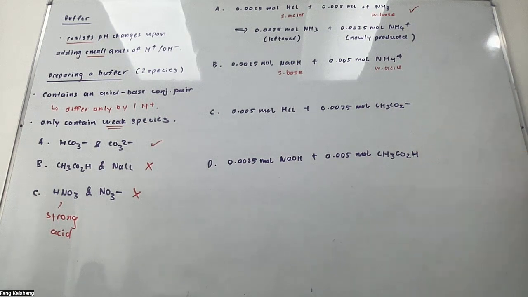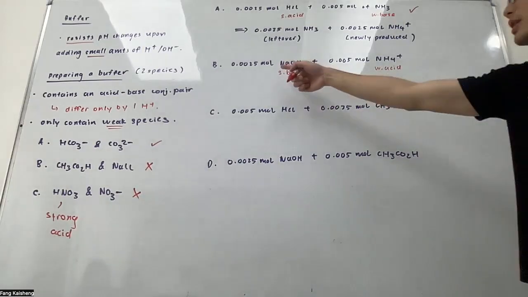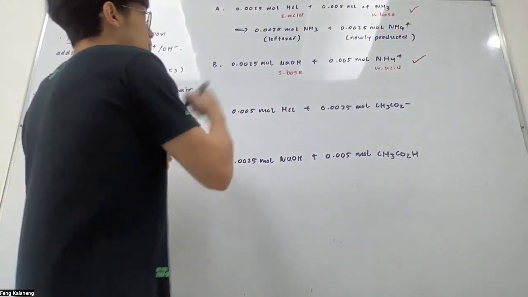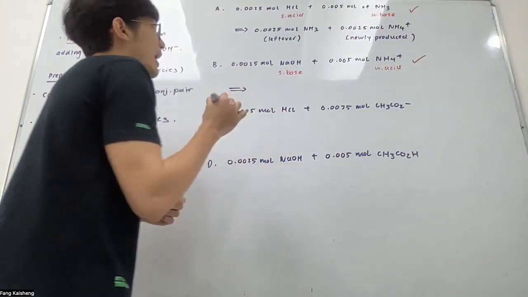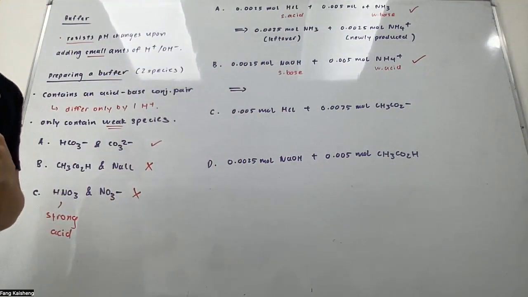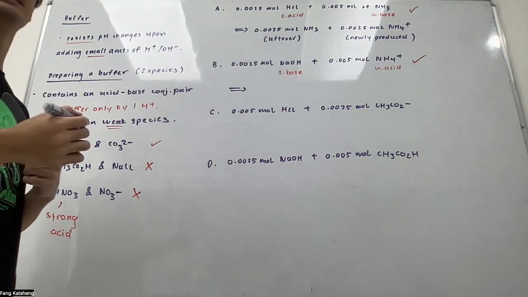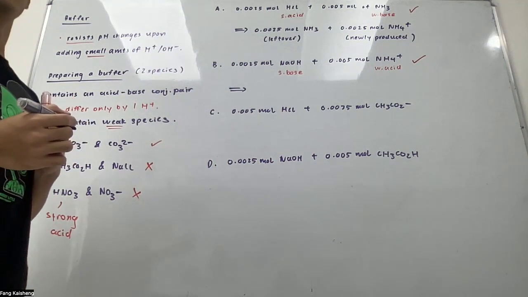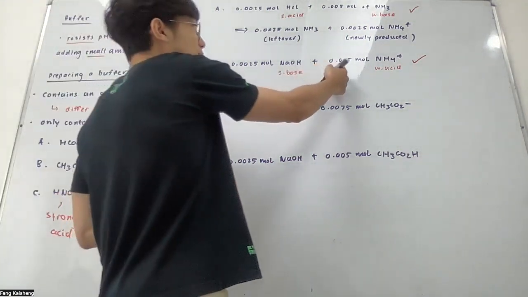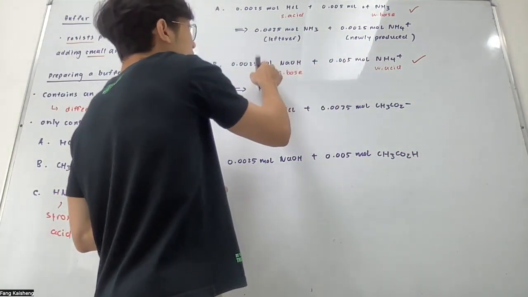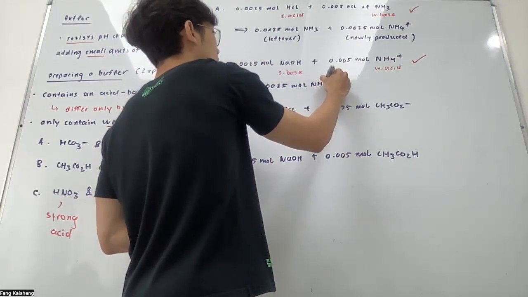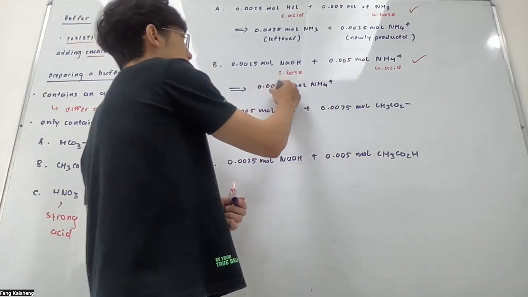To check, the strong species must be limiting, which is true. It is limiting, so in this case it will form a buffer already. But let's add on. What are the species after the reaction and how much of it? Good, 0.0025 left of NH4 plus, because that is after reaction. So this is again leftovers.